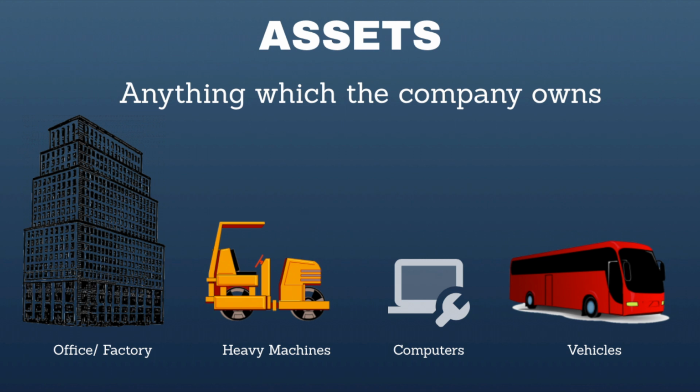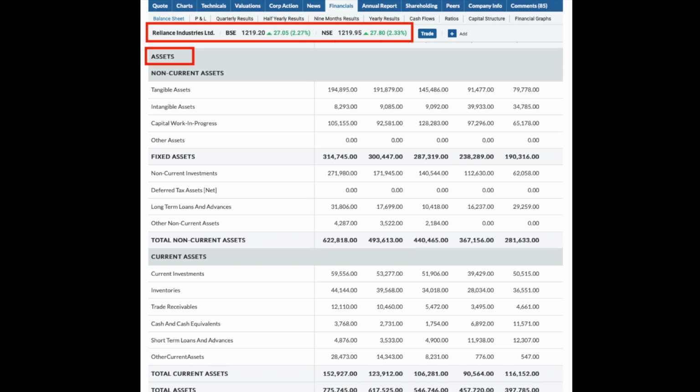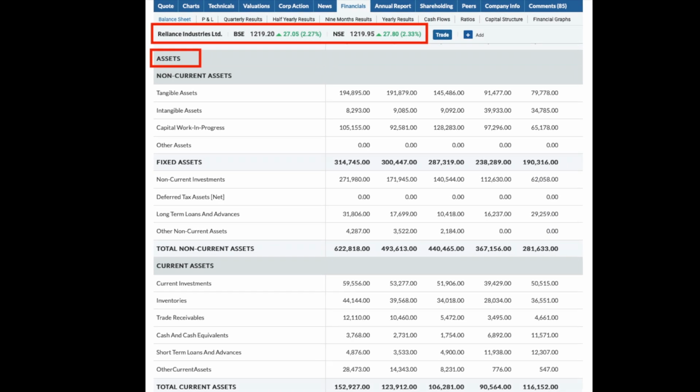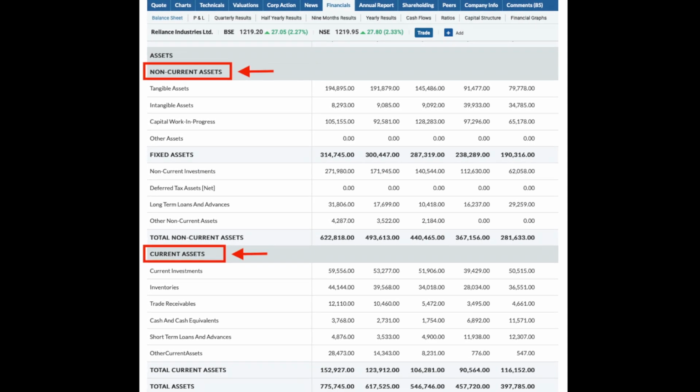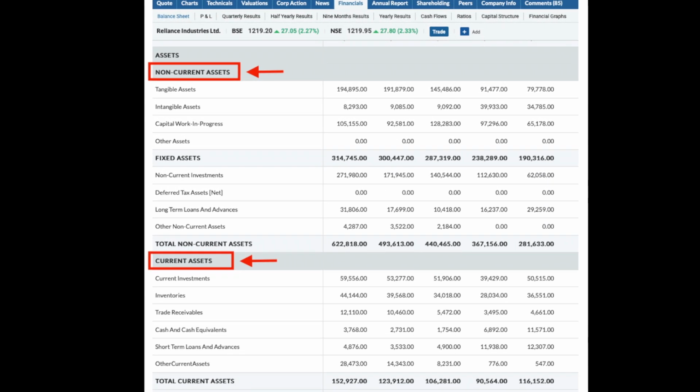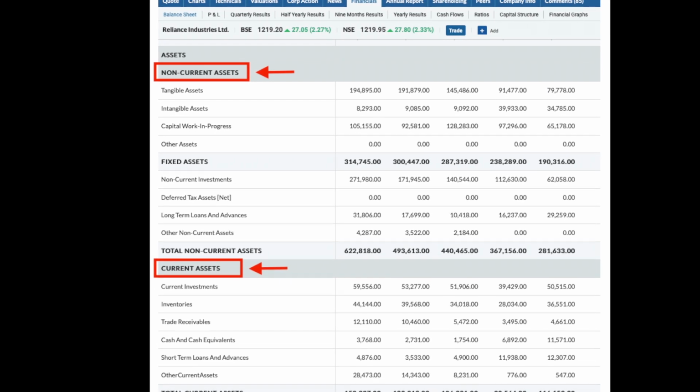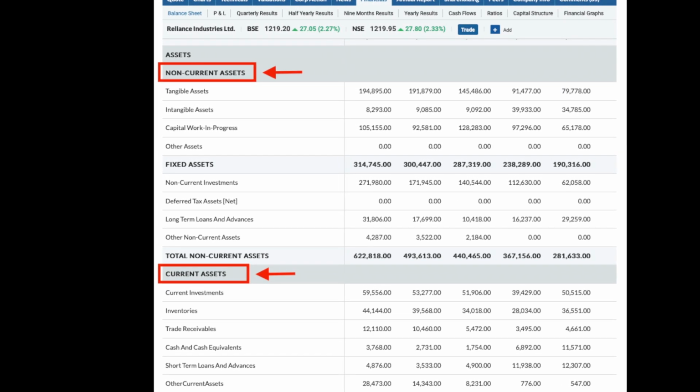Now, this can be factories, buildings, cars, computers, and even the furniture. All these come under the assets. Now, again, I'm going to use a balance sheet of Reliance Industries itself. So, like the liabilities, you have two sections under assets as well. Same logic applies here also: non current assets and current assets.